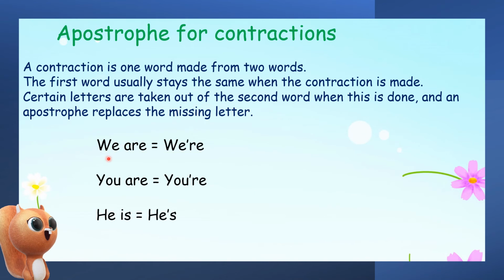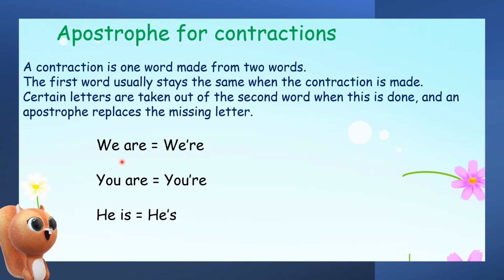We have we are becomes we're. As you can see, A is no longer over here, and what replaced it? Apostrophe. Well done. You are becomes you're. A is also removed and apostrophe replaces it. He is becomes he's. I has been replaced by apostrophe.